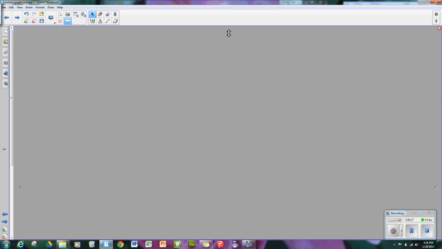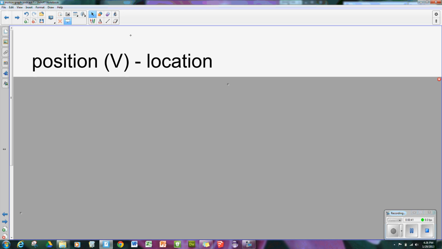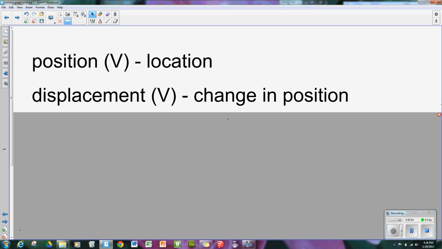Some of the terms we'll be using on the graphs include position, which is a vector. I indicated that with a V, and it simply means a location. It's a vector because it is a position relative to an origin of a coordinate system. Displacement is the change in position, which written in symbols is delta x. Position, written in symbols, is just an x. And the arrow over the top indicates that it's a vector.